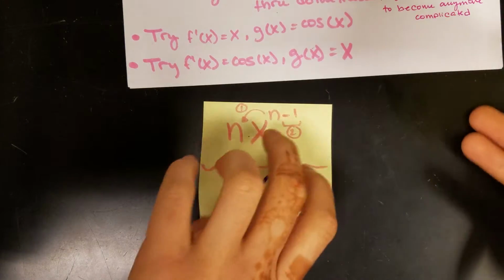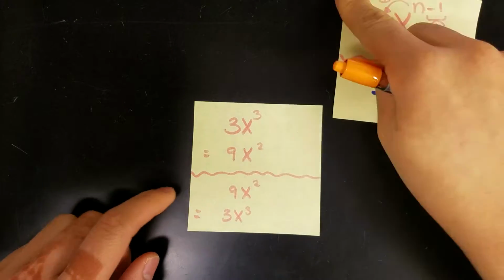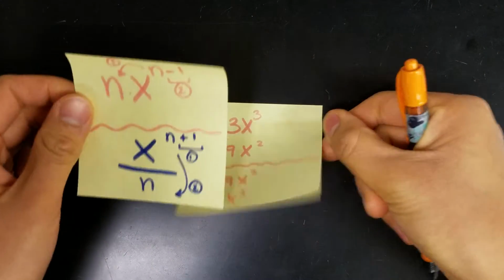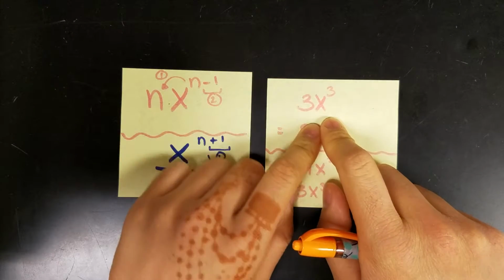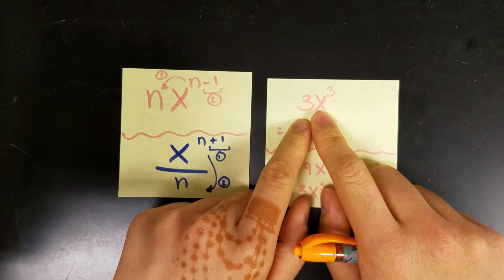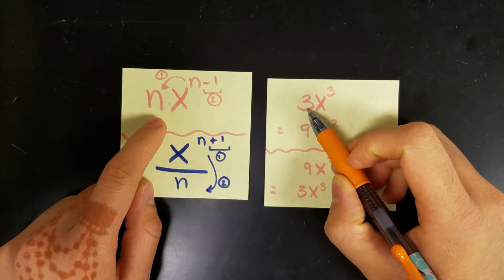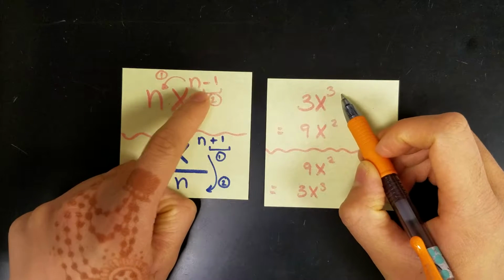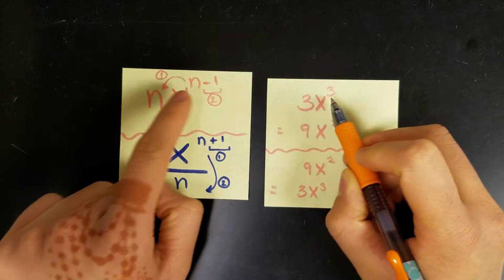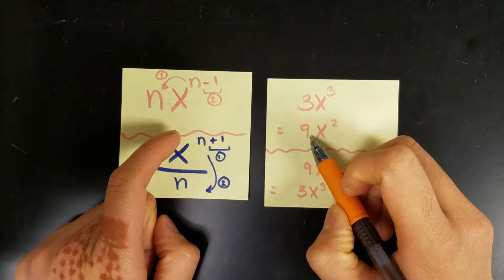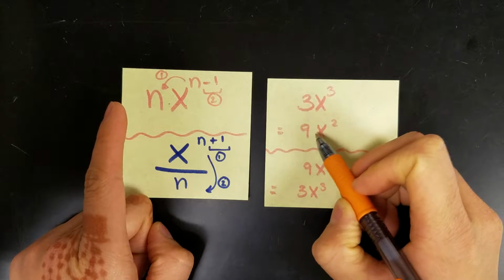So a really quick example, let me put them side by side. If you had 3x to the power of 3, to get the derivative of this, you would multiply your coefficient by the value of the exponent, and then subtract 1. So 3 times 3 is 9, and then you subtract 1 from 3, so you get 2. So your derivative would be 9x squared.